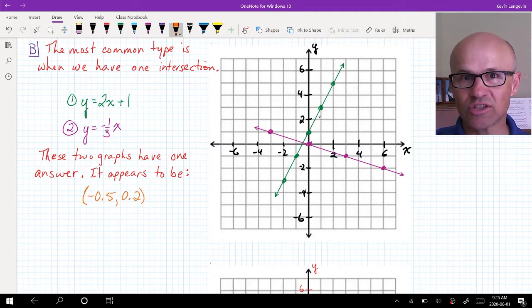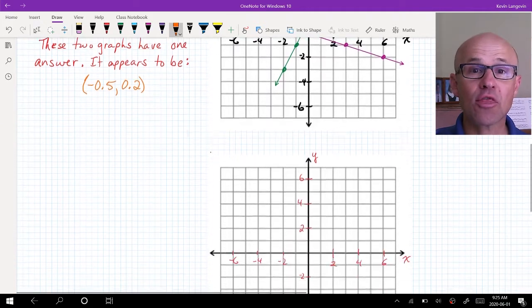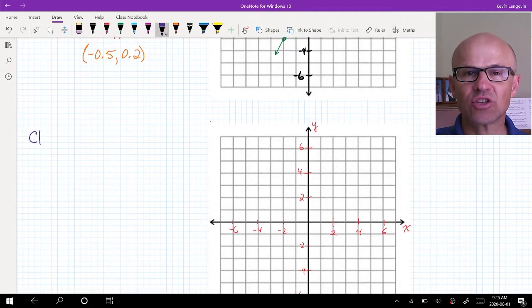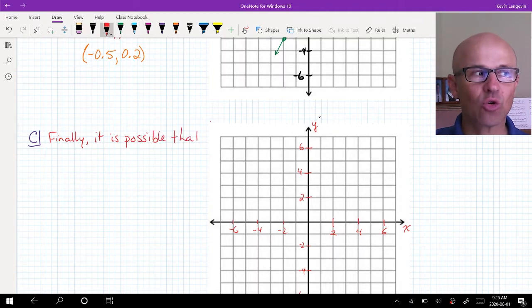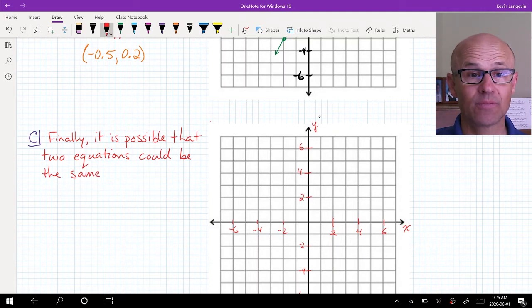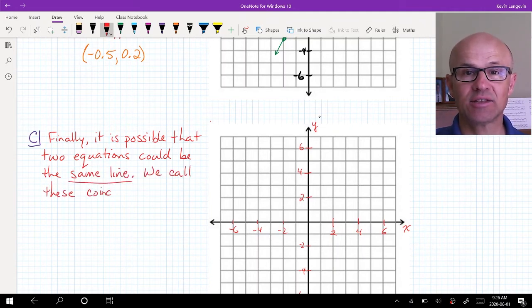Again, one solution. Our third type is if I've got two equations which, even though they look different as equations, represent the exact same line. We call these coincident equations or coincident lines. They coincide with one another.